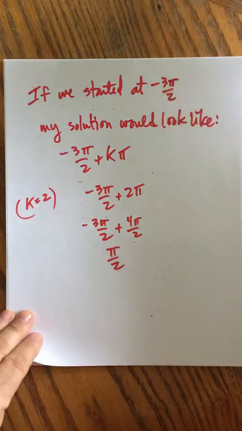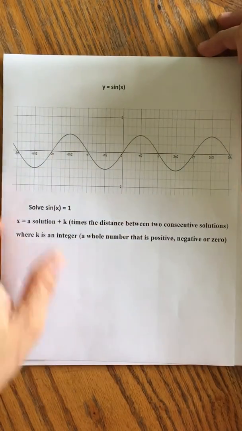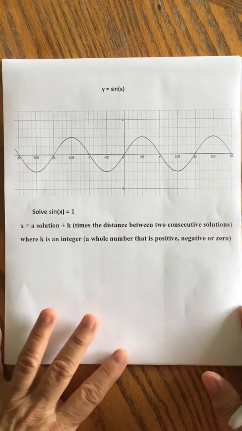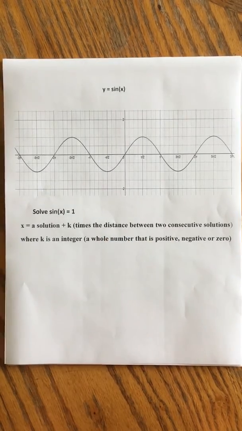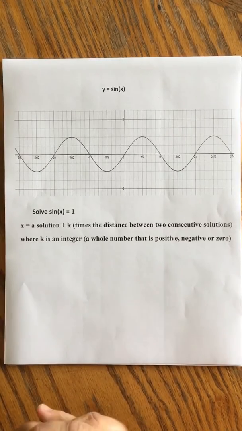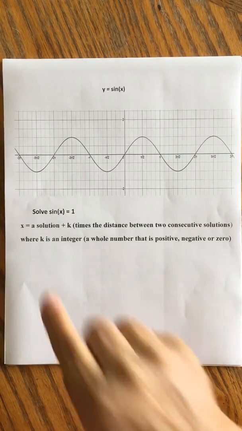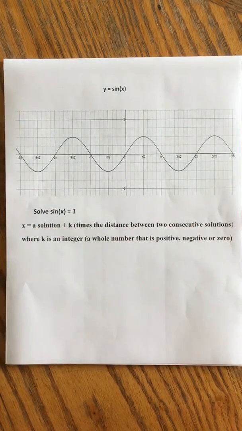So let's try one other one, and what I'm going to do is have you look at it, solve it by inspection: find your solutions, then find the distance between two consecutive solutions, then pick a solution, and probably the best one is the one closest to 0 that's positive, and see if you can write that little formula, x is your solution plus k times the distance. So go ahead and pause the video and try that.